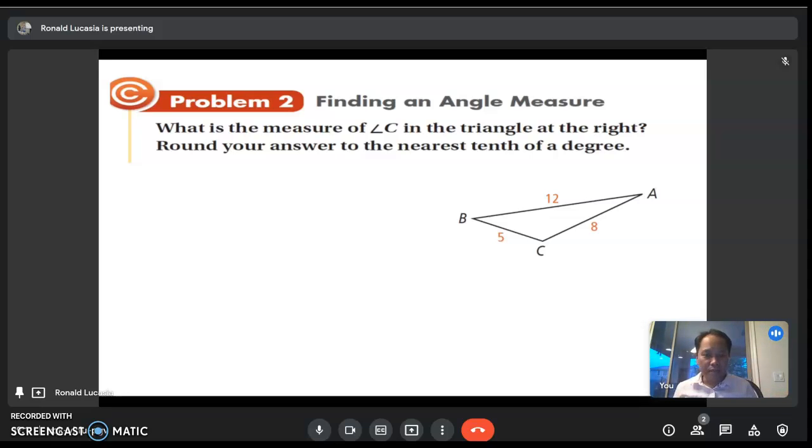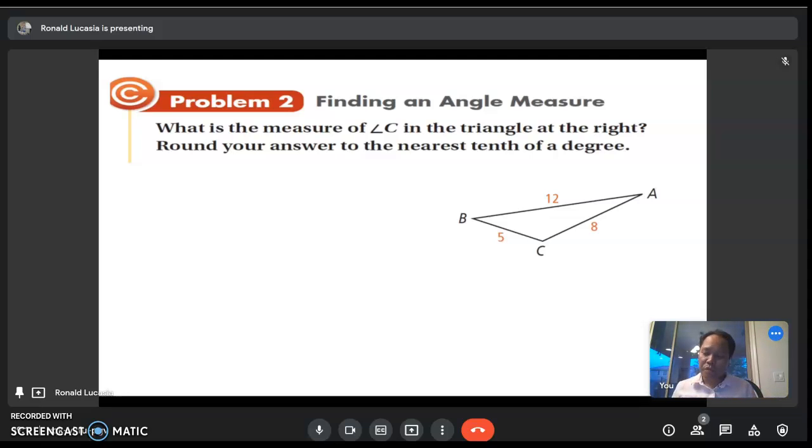So let's have the second example. What is the measure of angle C in the triangle at the right or below? Round your answer to the nearest tenth of a degree. So we have there side C is given, side A and side B is given. So this is an example of a side triangle.